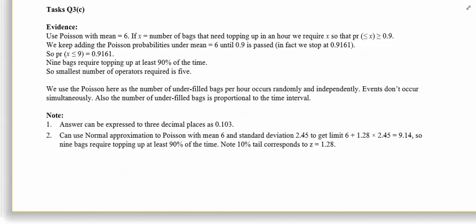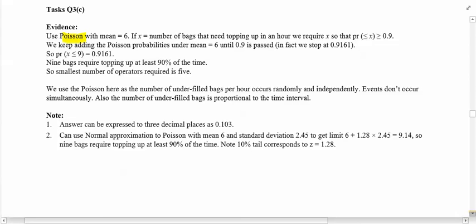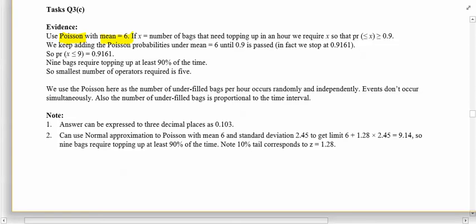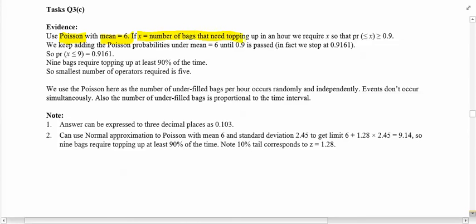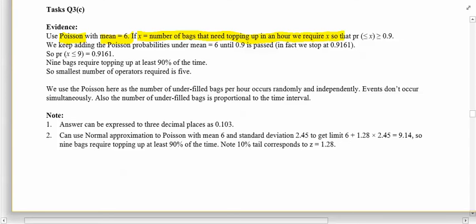Okay, so question 3c, evidence. So use Poisson with mean 6. We did that. X is the number of bags that need topping up in an hour. We require, so see, that was the first thing that we did as well. We defined what the variable was, X. And that has to be at least 0.9. The probability of getting less than or equal to that number has to be at least 0.9.